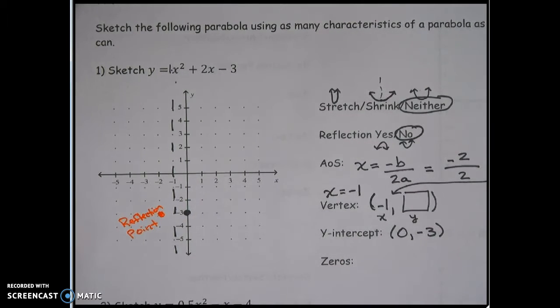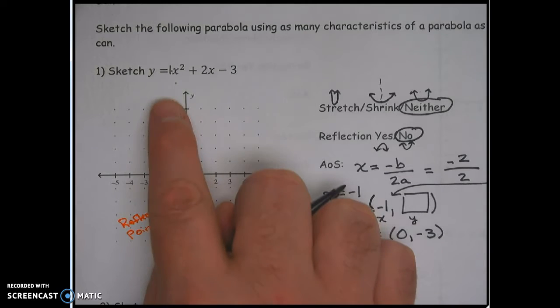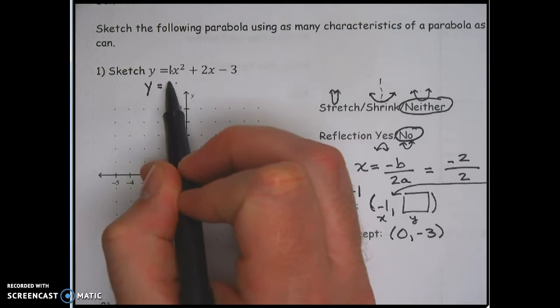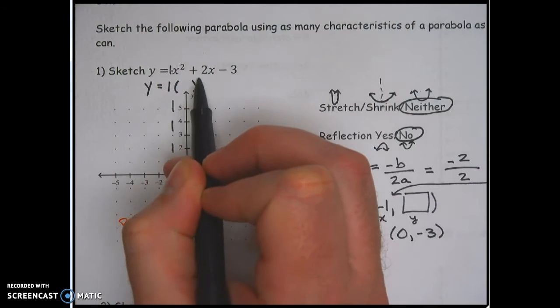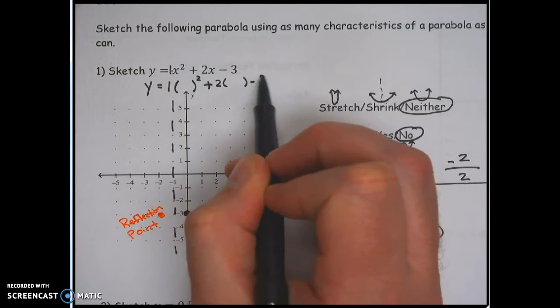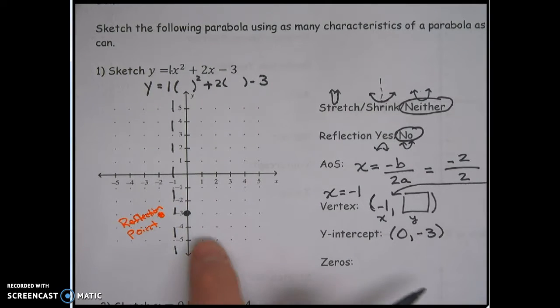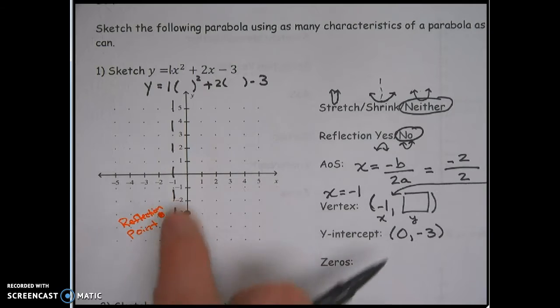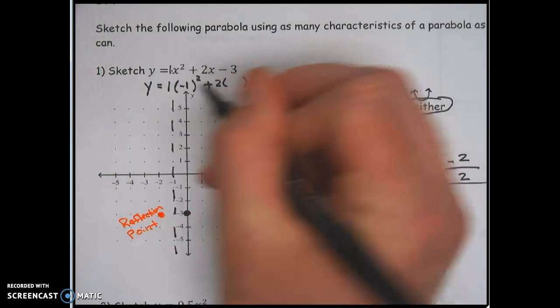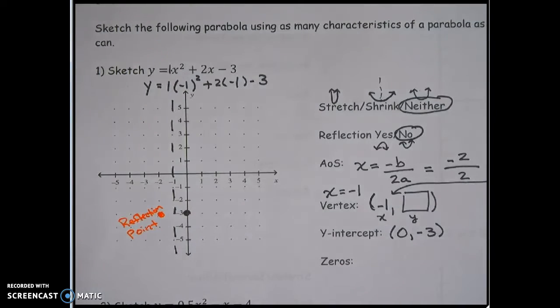The easiest way to find the y is just by using the original equation. My original equation said y equals 1 times whatever your x is squared, plus 2 times whatever your x is, minus 3. If I want to figure out where the y value is when x is -1, I'll just take this equation here and plug in -1 everywhere I see it. Now you can use a calculator or you can do it in your head.